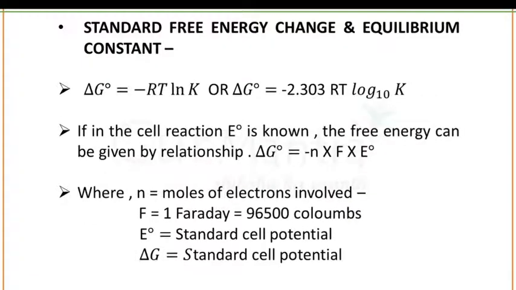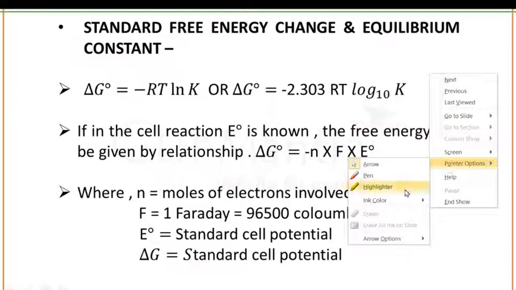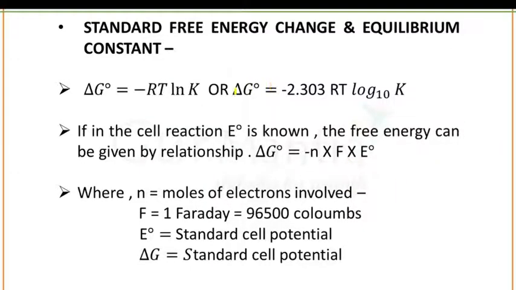Now standard free energy change and equilibrium constant. This is also a very important and very easy topic. In this topic you have to remember this formula: delta G naught is equal to minus 2.303 RT log 10 K.